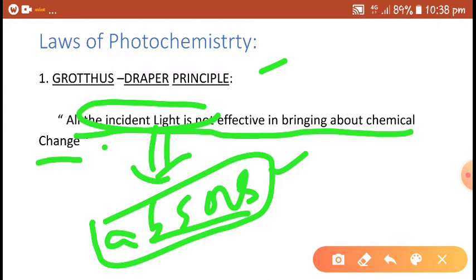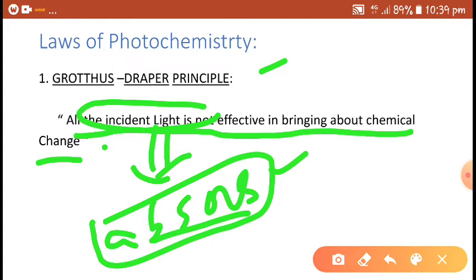Clearly this law doesn't imply that the absorbed light will necessarily bring about the chemical reaction. Another point is that the law doesn't imply that the absorbed light will certainly bring the chemical change. It will not. The Grotthus-Draper law doesn't state that. Absorbed light may lead to the chemical change, but not all absorbed light can bring the chemical change. Absorbed light may bring about the following changes which are not chemical in nature.